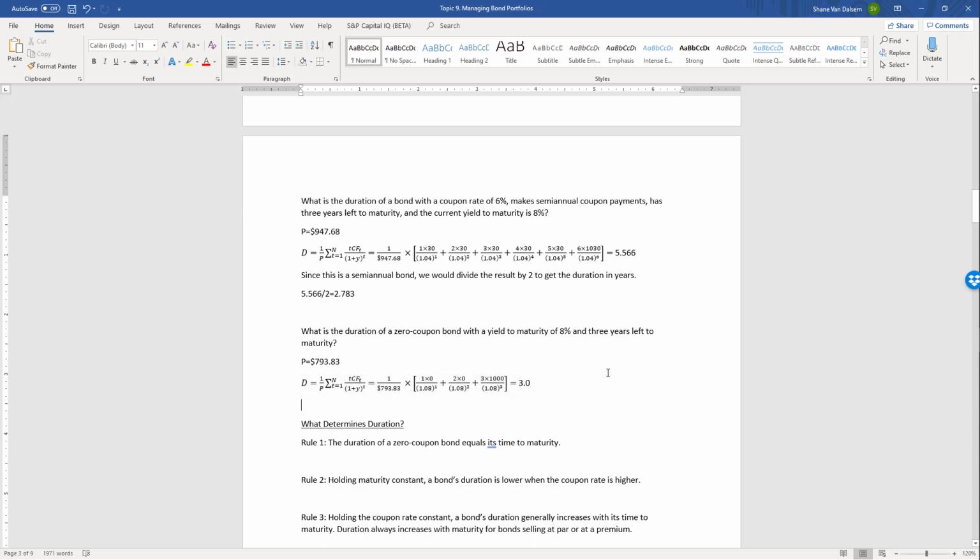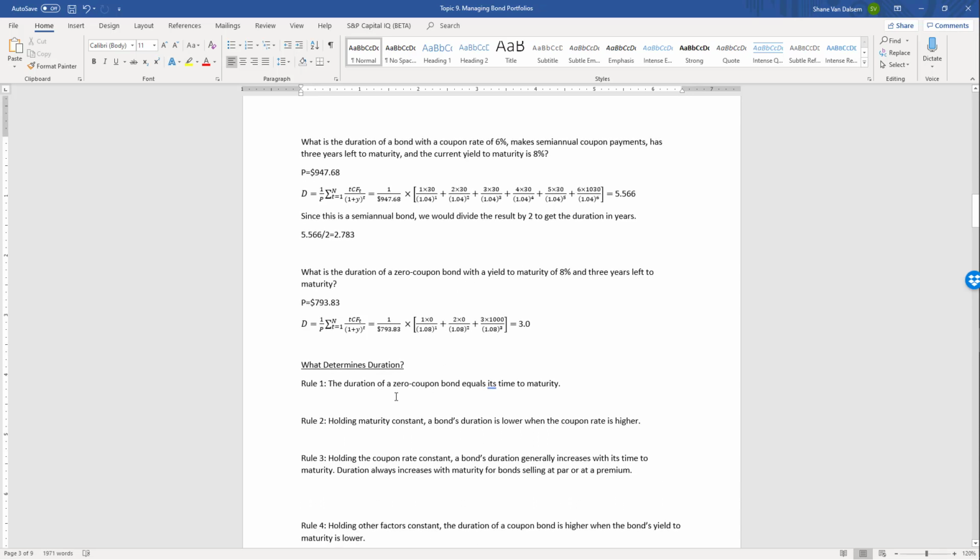So one thing to know, our rule 1 down here is that the duration of a zero coupon bond equals its time to maturity. So there's a 3-year time to maturity for this zero coupon bond, and its duration is equal to 3.